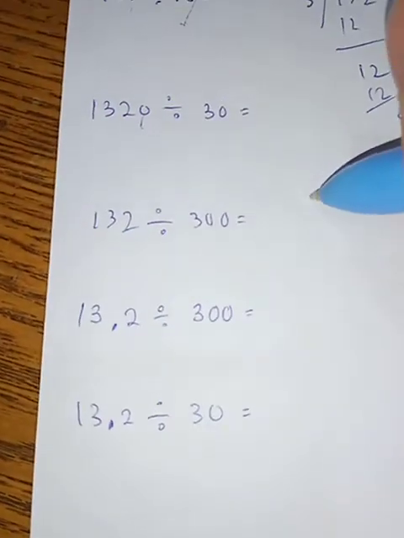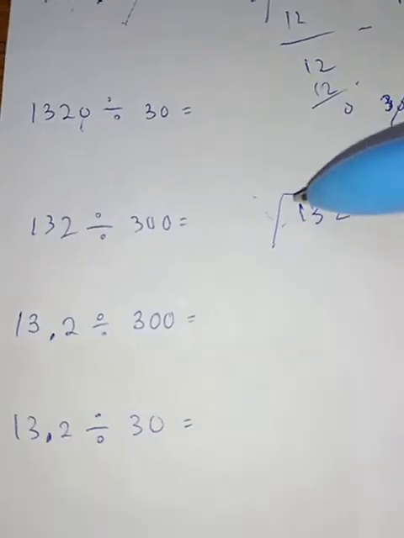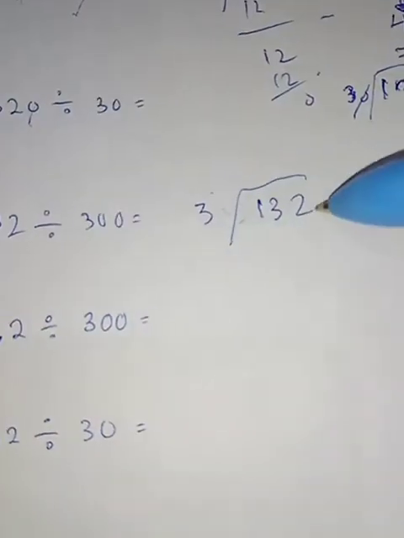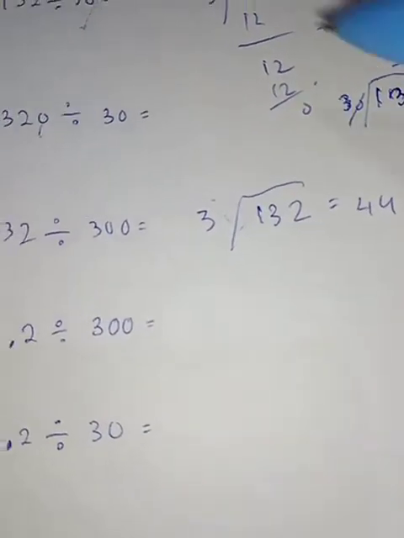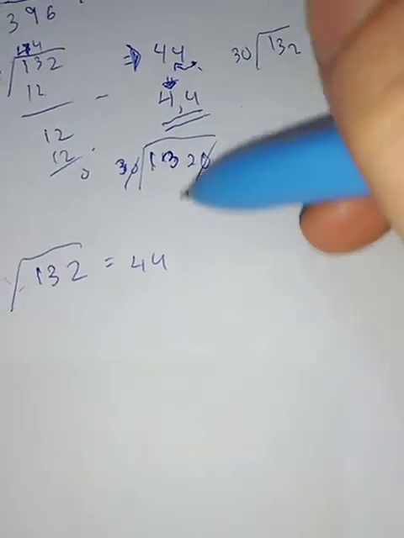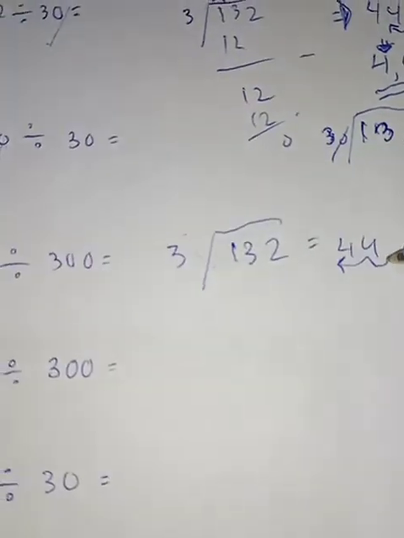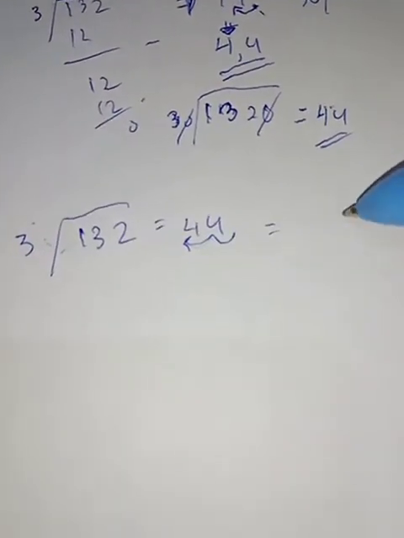Okay, let's try another one. So we have 132 divided by 300 here. Again, leave out the zeros. You get 44, and then because you have to divide by another 2 zeros, start from the back, move to the left 2 times. So 1, 2.